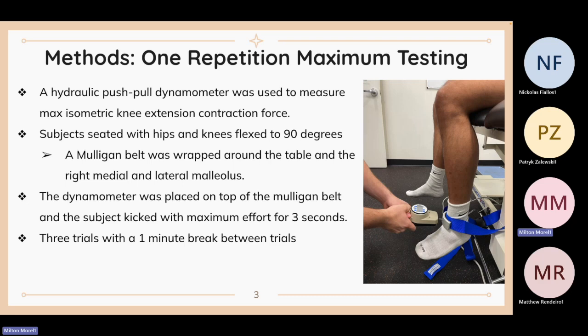We used a belt that was wrapped around the table and their right ankle, which covered their right lateral malleolus. The dynamometer was placed on top of the Mulligan belt, and then the subject kicked with maximal effort for 3 seconds. And we did that total of 3 trials, and we took the average of that.